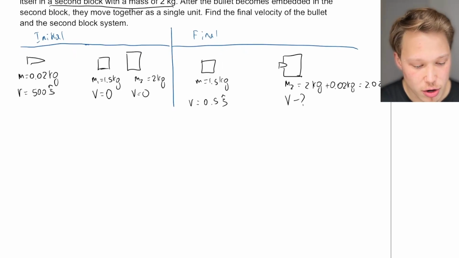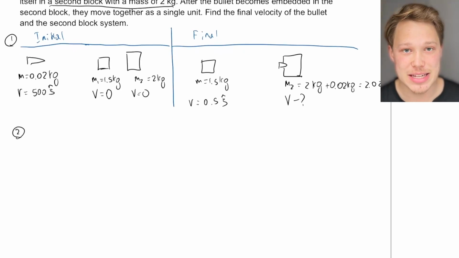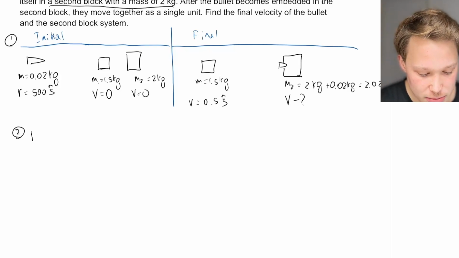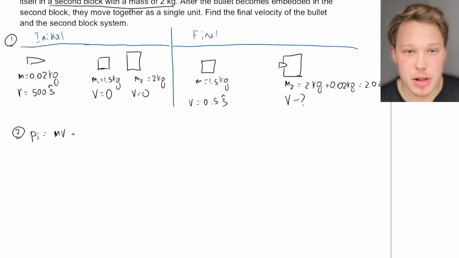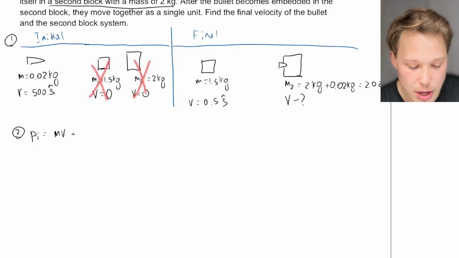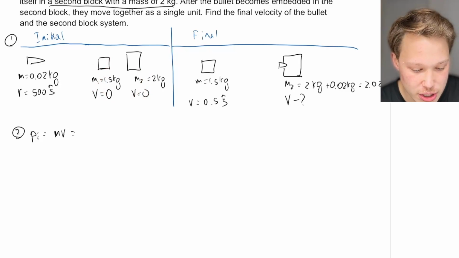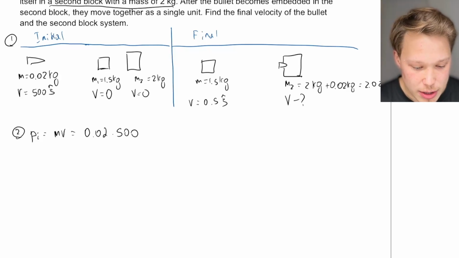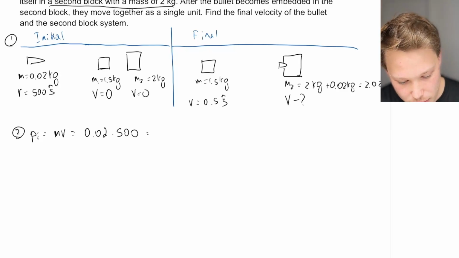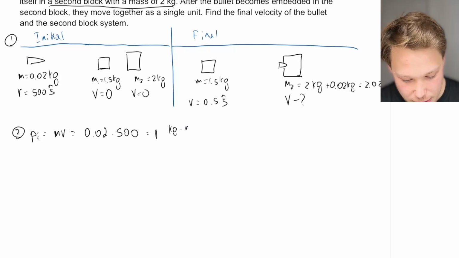So once we draw a diagram, let's calculate our initial and final momentums. Initial momentum is going to be the momentum of the bullet, so m times v, and the momentum of the blocks is 0 because they're not moving. So it's just the momentum of the bullet, which is 0.02 times 500, which is essentially going to be 10 kilograms times meters per second.